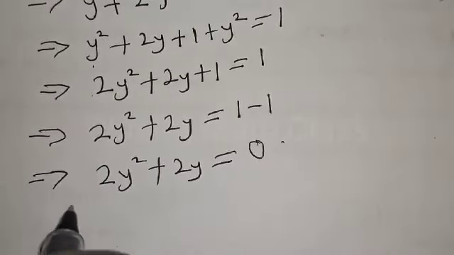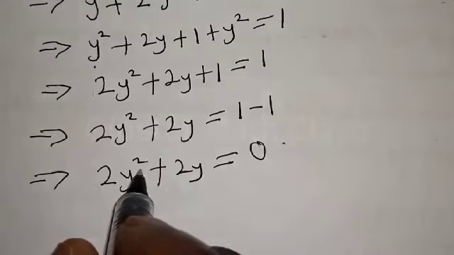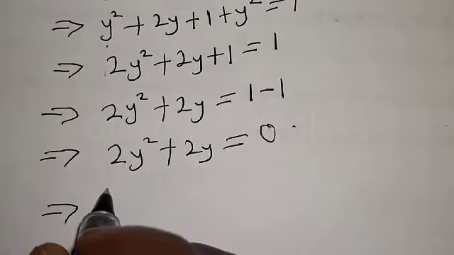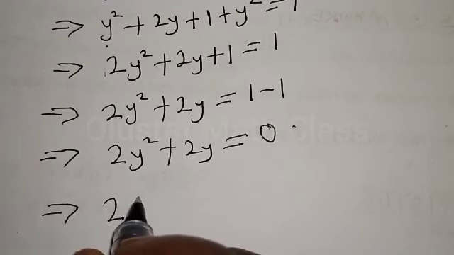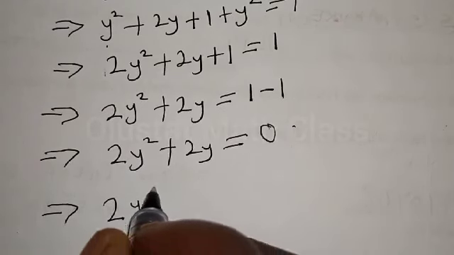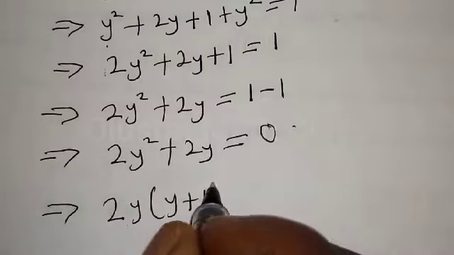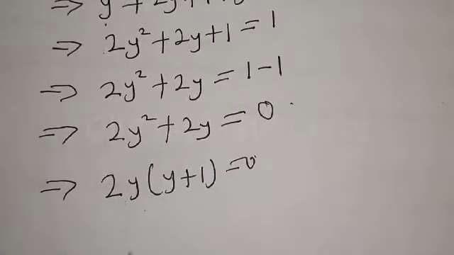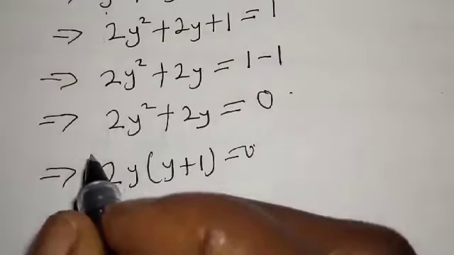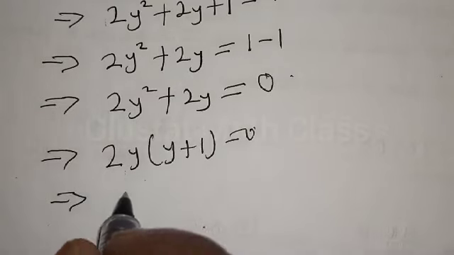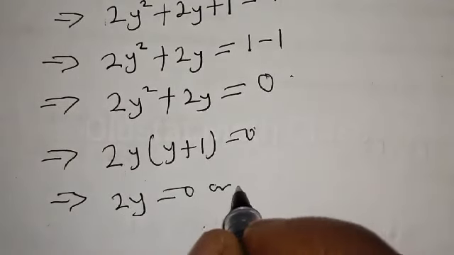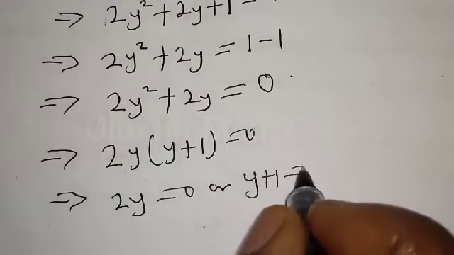Now from here, 2y squared and 2y, let's factor it. This implies that we have 2y into y plus 1 equal to 0. This implies that 2y equal to 0 or y plus 1 equal to 0.